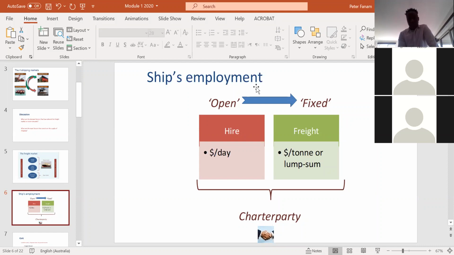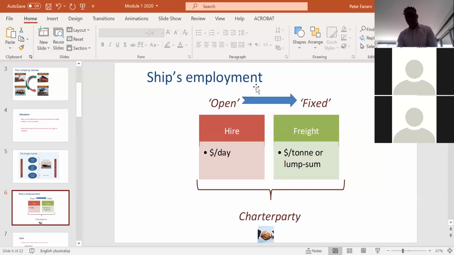And if the ship owner and the charterer agree that the ship owner is giving the vessel to the charterer for a single voyage or consecutive voyages, then under that contract, the charterer will pay the ship owner what we call a freight. And this freight is paid per ton or on a lump sum basis. So it will be a dollar figure per ton. So it might be $10 per ton.